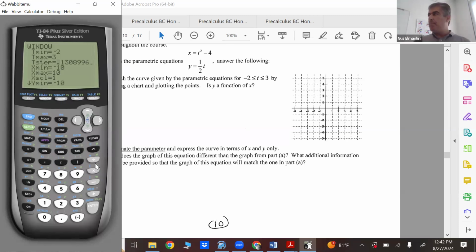Now, the t-step's interesting. The t-step means how frequently the points will be plotted from -2 to 3. The smaller this is, the more accurate and smooth the graph will be. So notice my t-step was 1, right? Because I just did it by intervals of 1. See, it looks kind of rough, right? But let's say I make that more smooth, like 0.1, or more fine. Or let's say I did 0.01.